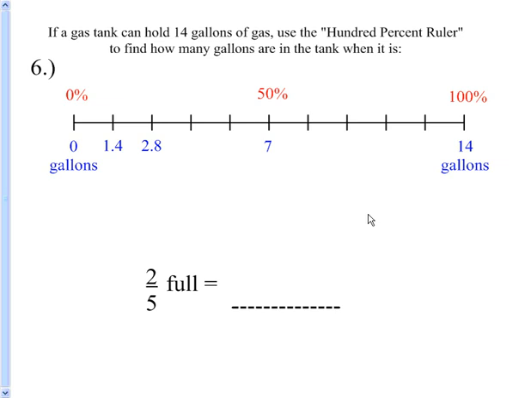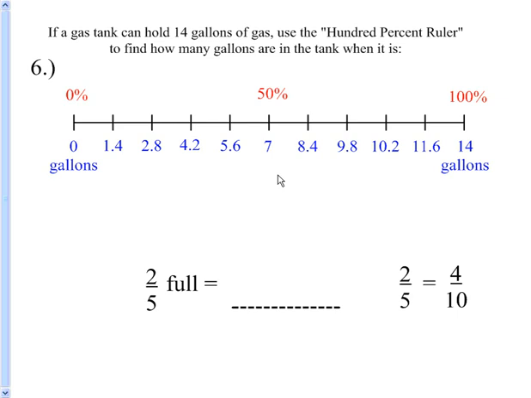Once we know the interval, which is 1 4/10 for each 10%, we can just go in and add 1 4/10 and get the different intervals. 1 4/10, then 2 8/10, 4 2/10, 5 6/10, 7, 8 4/10, 9 8/10, etc., to fill in the rest of our 100% ruler.